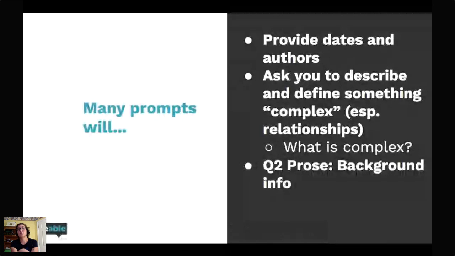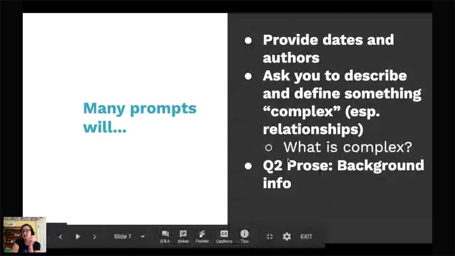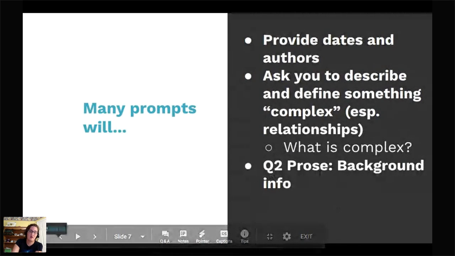On a Q2 for prose fiction, they will often give you background info because the prose portion gives you an excerpt. It's never a full story. It's going to be a piece of a story or a play or a novel. So it'll give you a little background information, like the following excerpt is from a conversation between blank and blank about blank. Use that to your advantage, but also focus on the text at hand. Don't get too caught up in the background info.